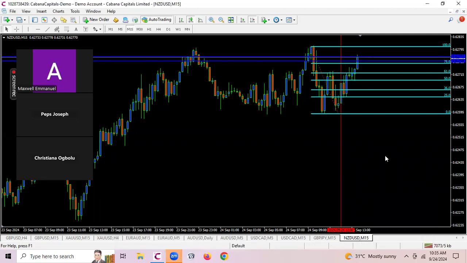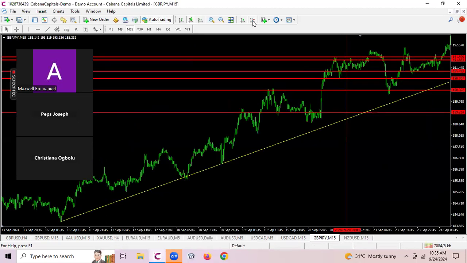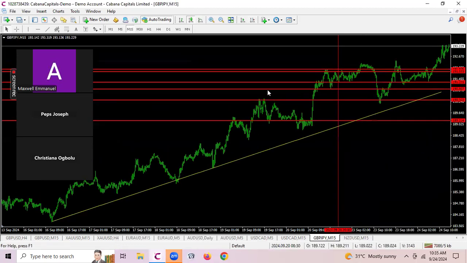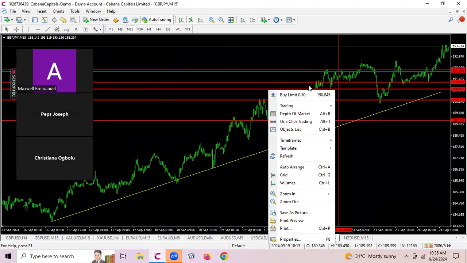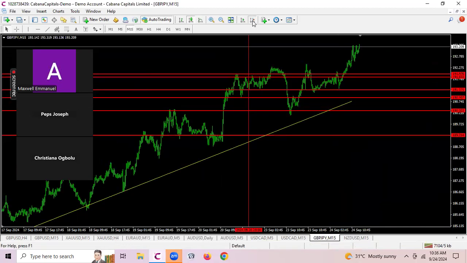But let's look at JPY. JPY has been bullish. USDJPY is bullish also, for a long time. I said it yesterday that GJ and UJ are bullish. You can see the trend line that I plotted on GJ. I think I plotted this trend line on the 4 hour or 1 hour time frame. Price has been respecting this trend line.